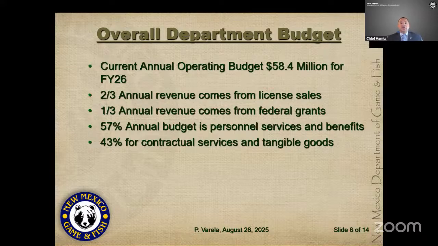This next slide describes the overall department budget. For fiscal year 2026, our budget is at $58.4 million. 2/3 of our annual revenue comes from license sales. 1/3 of our annual revenue comes from federal grants. 57% of our annual budget is personal services and employee benefits, and 43% is for contractual services and other costs or tangible goods.